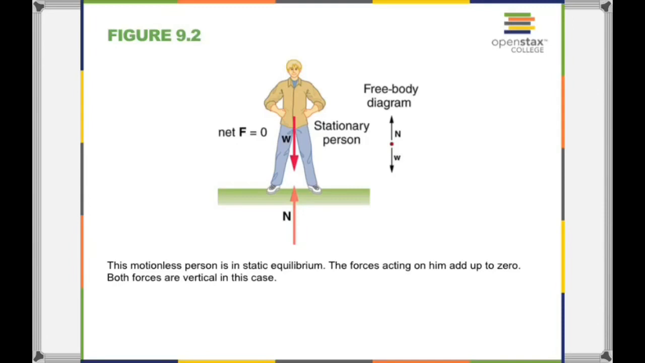As we can see in this diagram, this person is motionless. That means all the forces acting on him add up to zero. And in this case, there are only two forces. One is his weight acting vertically down, and the second is the normal force acting vertically up. Now, these two forces are equal and opposite. As you can see from the free body diagram, they cancel out, so the net force is zero. This is the first condition for static equilibrium. That is, the net force acting on an object must be zero.